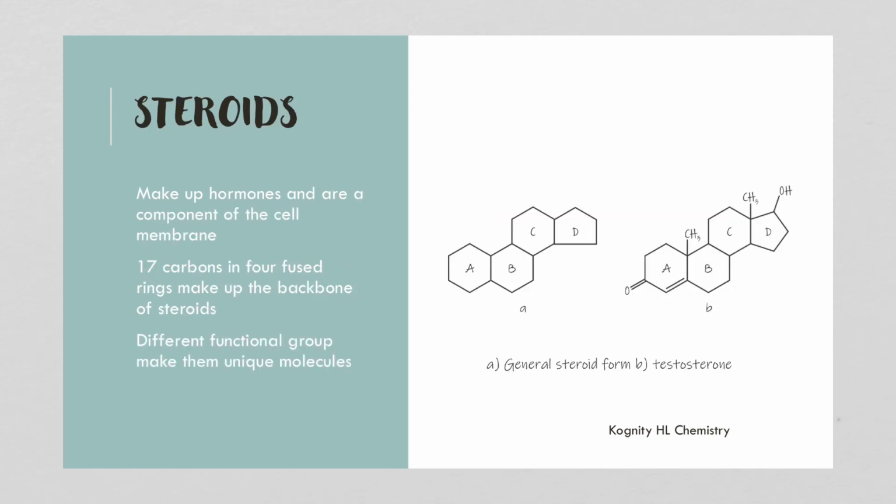So we talked briefly in biology about steroids. We'll talk a little bit more in depth now. Steroids make up our hormones, and they're also a component of the cell membrane. This detail we didn't know. There's 17 carbons in a steroid, and they're found in 4 fused rings, and that makes up the backbone. And then there's different functional groups that give each of them their unique properties. The structure on the right is the general steroid form. There's 1, 2, 3, 4 rings, as I talked about. The one on the right has the functional groups attached. This molecule here is actually testosterone.